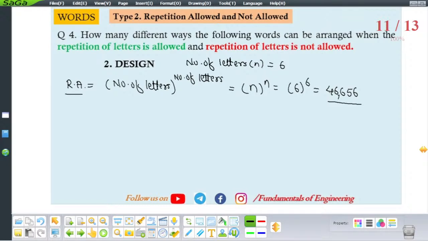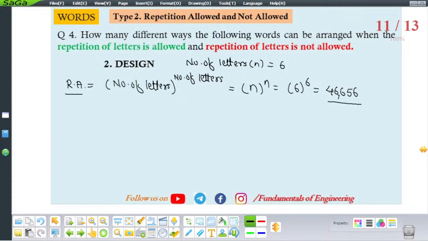Now repetition of letters is not allowed. How many letters are there? We have to take that factorial value. There are 6, and we take its factorial. The 6 factorial value, as most of you have given in the comment box, is 720. That is the answer when repetition of letters is not allowed. That way we can arrange the word design 720 times.